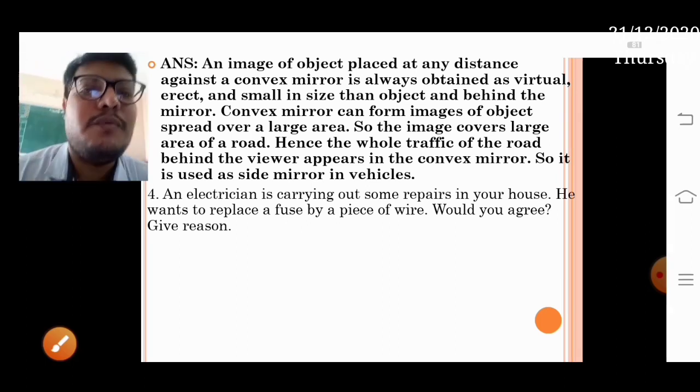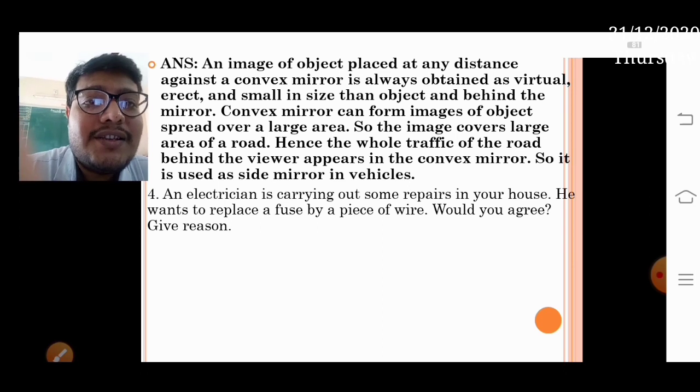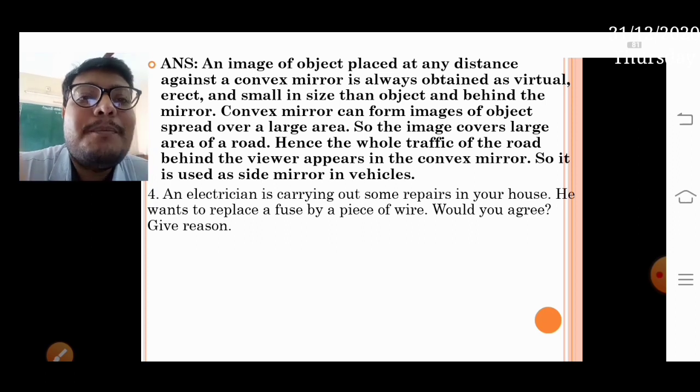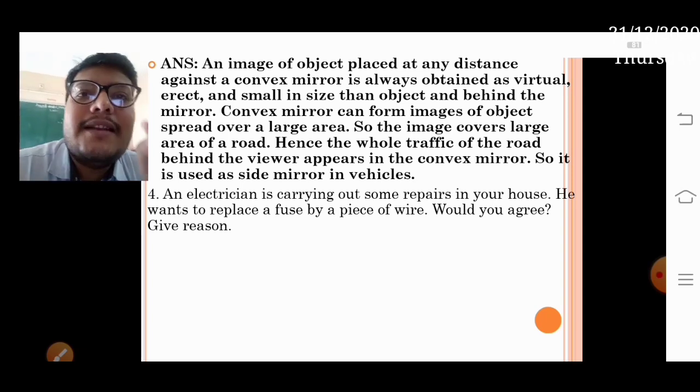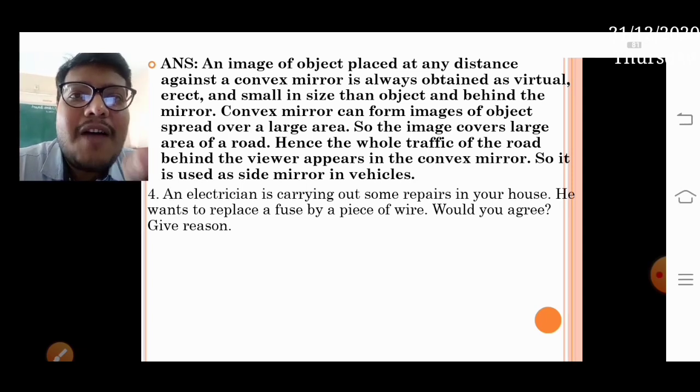Okay, let's see the next one. An electrician is carrying out some repairs in your house. He wants to replace a fuse by a piece of wire. Would you agree? There is an electrician and there is the wire inside your fuse. The electrician wants to change that wire. There is some repairing in your house, so he wants to put in a piece of any wire.